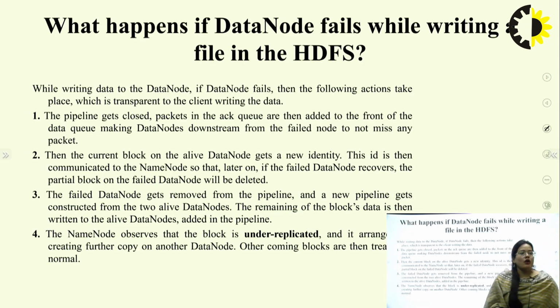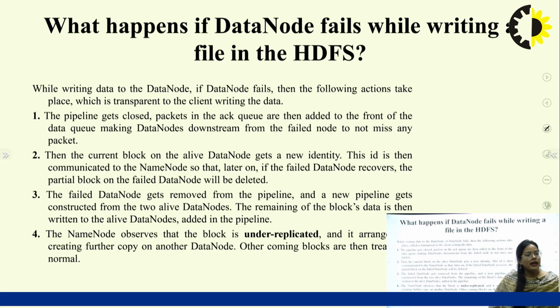Now, next is what happens if a data node fails while writing a file in HDFS. While writing the data to the data nodes, if a data node fails, then the following actions take place, which are transparent to the client writing the data. First, the pipeline gets closed. Packets in the acknowledgement queue are then added to the front of the data queue, making data nodes downstream from the failed node not miss any packet.